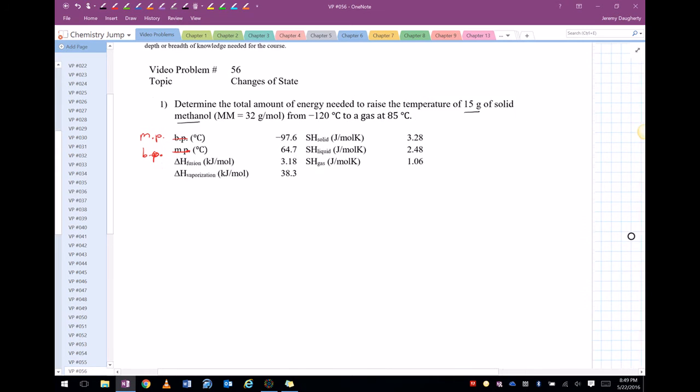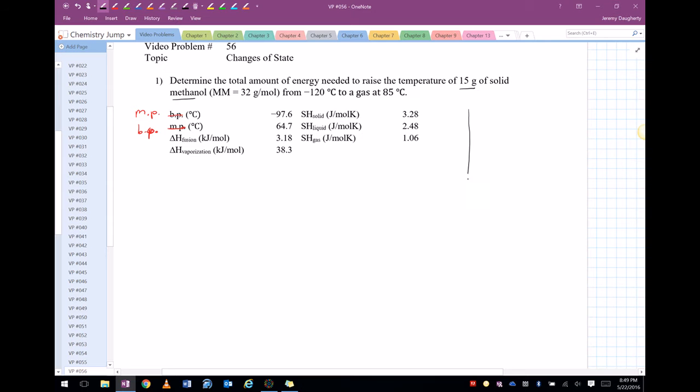All right, let's talk about what's going on. I'm going to draw an energy diagram over here. It's going to be temperature on the y-axis, measured in degrees Celsius, and basically energy added on the x-axis. So what's happening here is we're starting at negative 120 degrees Celsius.